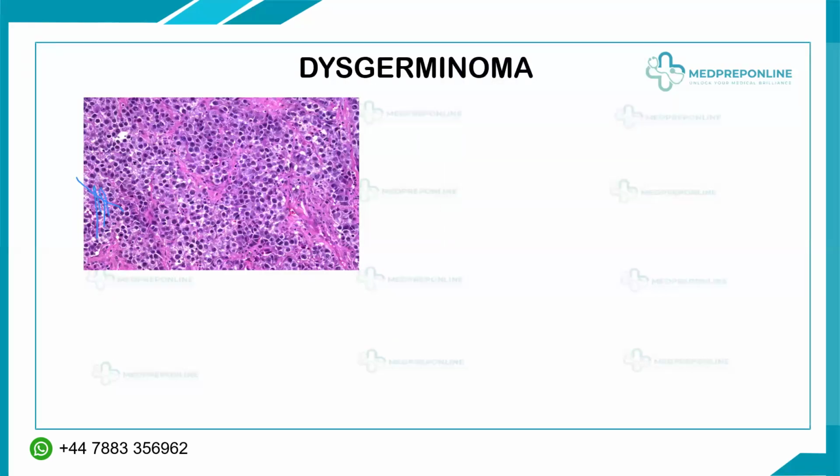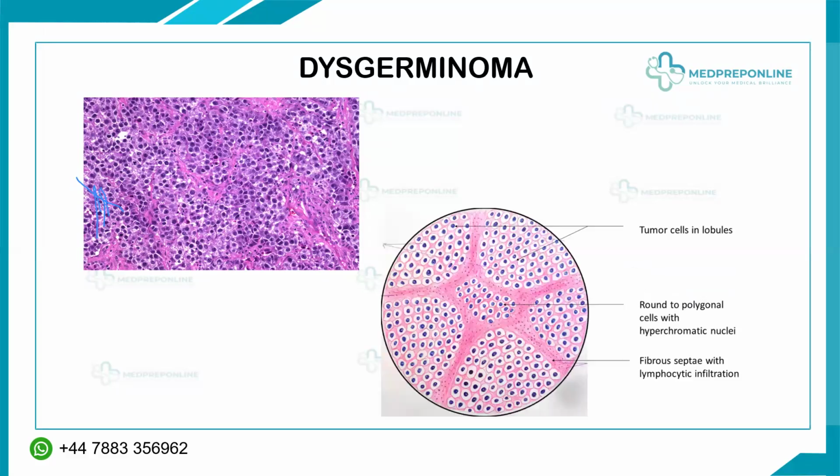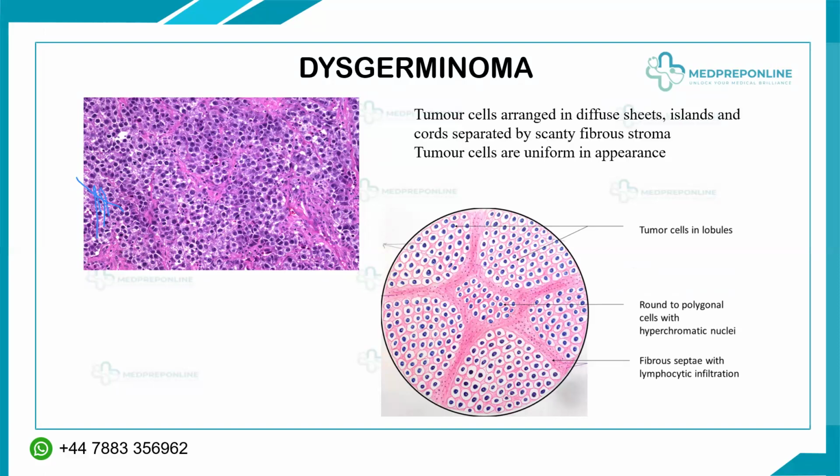Now coming to the next type of germ cell tumors, these are dysgerminomas. So here you can see there are lobules, right? So you can see fibrous septae are separating the tumors. The tumor cells are mostly uniform. They are round to polygonal cells, and the nuclei are hyperchromatic. They are arranged in lobules, and they are divided by fibrous septa. And the fibrous septa have a lot of lymphocytic infiltration.